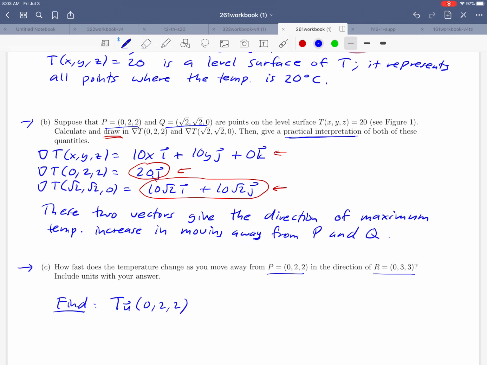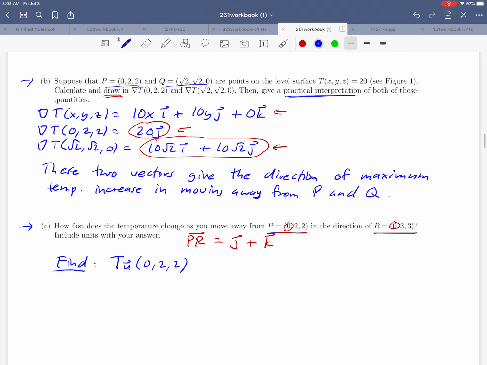To find a directional derivative, we basically need two things. We need the direction, a unit vector in our direction, that's the u, and we need the gradient. So let's start by finding a vector that takes us in the correct direction. That would be from P to R. Well, we're going from 0 to 0, so we're not moving at all in the i direction. In the j direction, we're going from 2 to 3, so that's going to be 1 j, and in the k direction, same thing, 1, so we're going to get k.